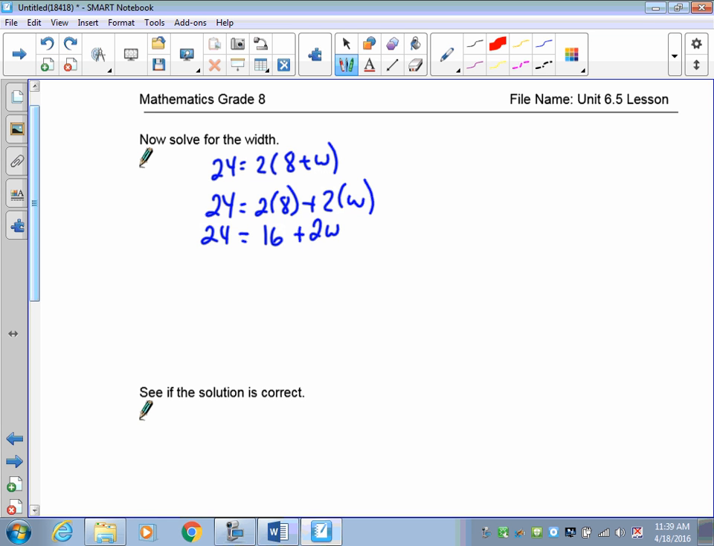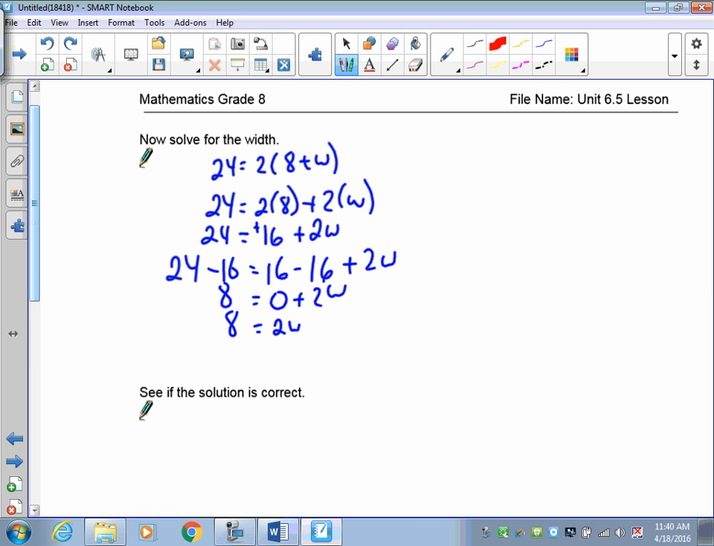So in order to isolate the variable, get the variable by itself, you've got to get rid of the 16. Think of this as 16 positive tiles, so you have to put 16 negative tiles with it. So 24 and 16 negative tiles, and 16 positive and 16 negative, and 2W. Now, 16 negatives and 16 positives become 0, leaving me with 2W. So on the right-hand side, I come down to 2W. 24 take away 16 is actually 8. So 8 is equal to 2W.